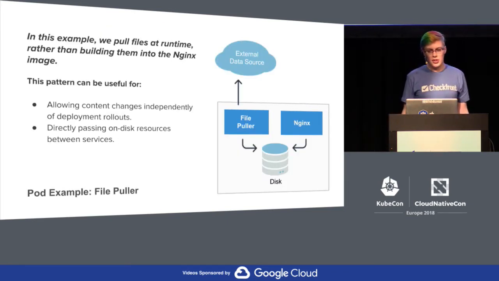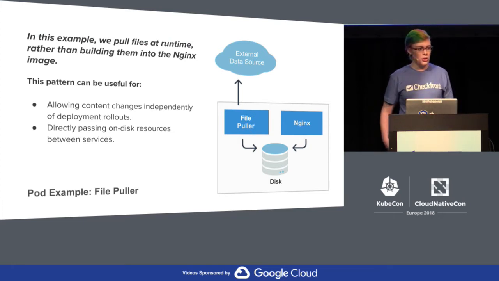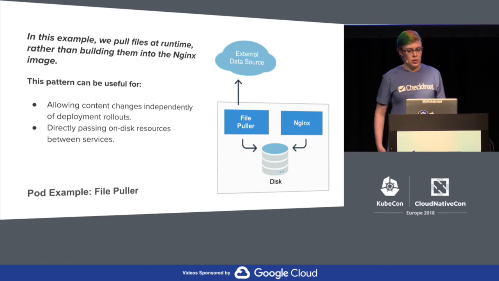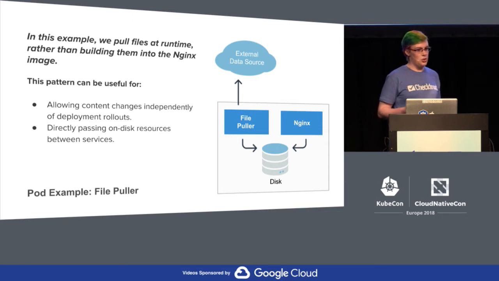Here's a quick example of using the shared state to our advantage. It's a pattern that's often used when there's frequent content changes or content changes that aren't part of the source code. You can simply have a web server and a shared disk with a file pulling image that is taking data from an external source, pulling it onto the local disk. This way, the Nginx image in our example doesn't have to ever be updated with new content. So we don't have to worry about swapping everything out or putting content into our build system.